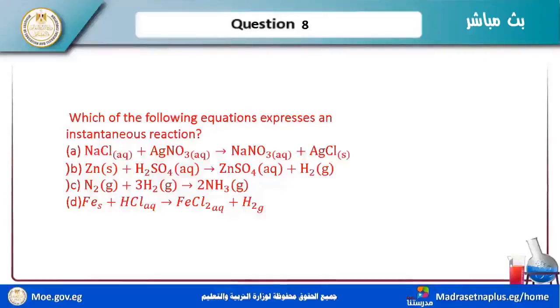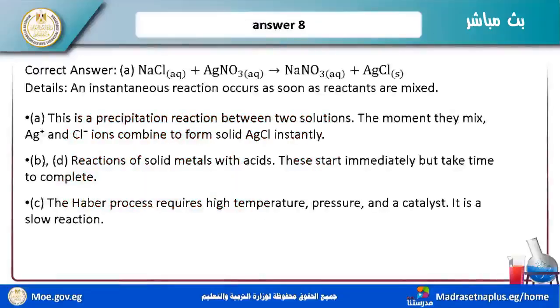fastest, or which equation occurs fastest? Now we have NaCl in aqueous solution and AgNO3 in aqueous solution, and the displacement between two ions is very fast. So this is the fastest reaction. The correct answer is A, NaCl plus AgNO3, because the displacement occurs between the ions of the two compounds. Each one is an ionic compound in solution.